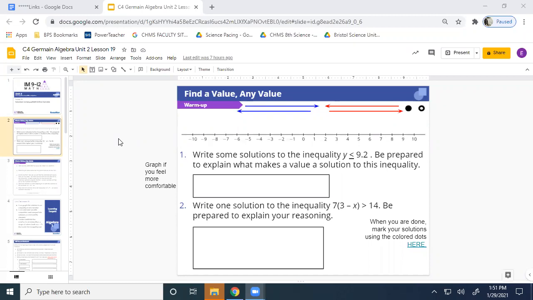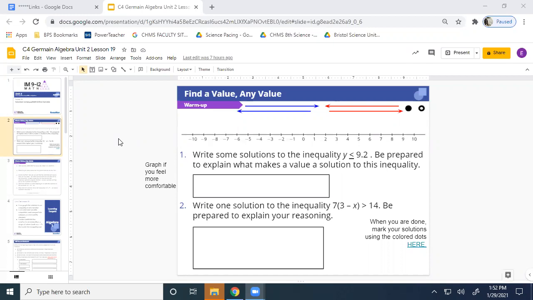Okay, so we're looking at this one. It says find a value, any value, okay? So now we're thinking about some inequalities here. It says write some solutions to the inequality first: y is less than or equal to 9.2. That's your first piece. I want you to write a few solutions to that inequality.